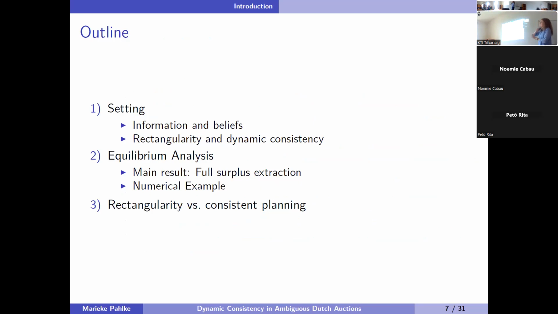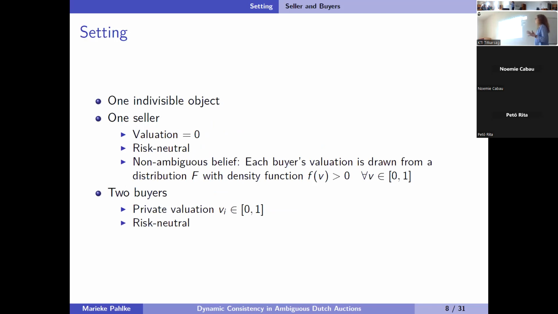So I start with the setting, then the equilibrium analysis, and if I have time at the end, I have some comparison with the existing literature.